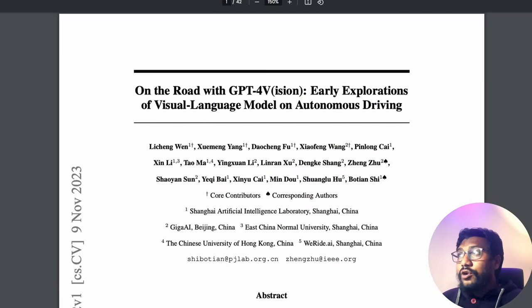I feel like this time we have a lot of papers from China, or at least from non-US universities. I don't know if you have anything about it.